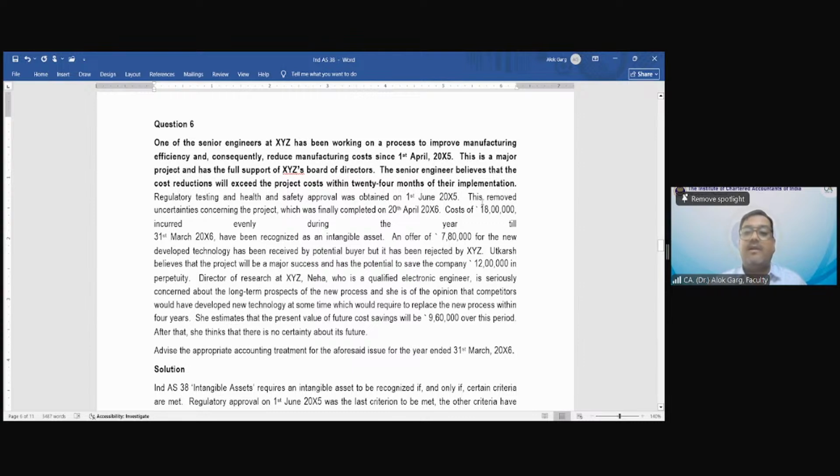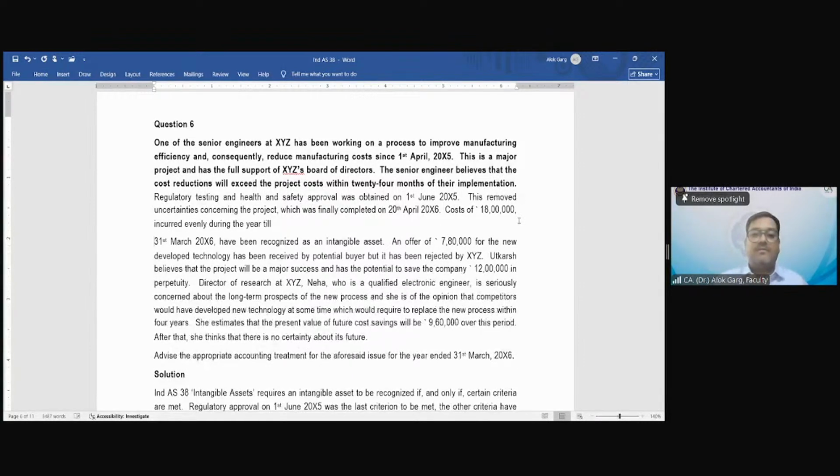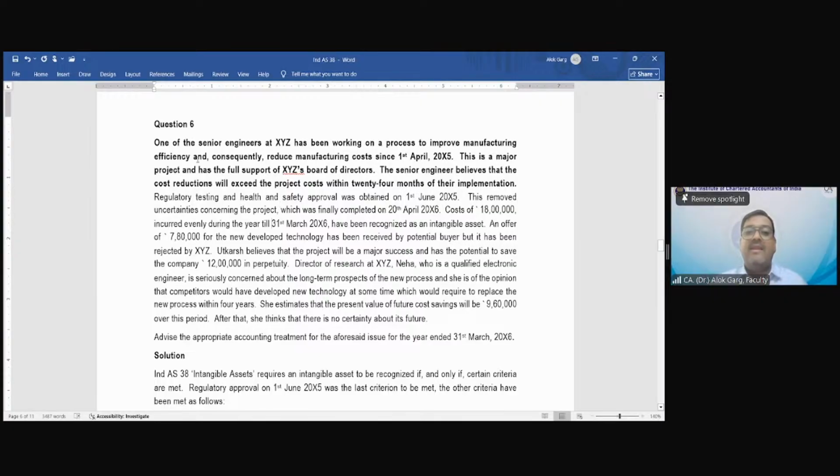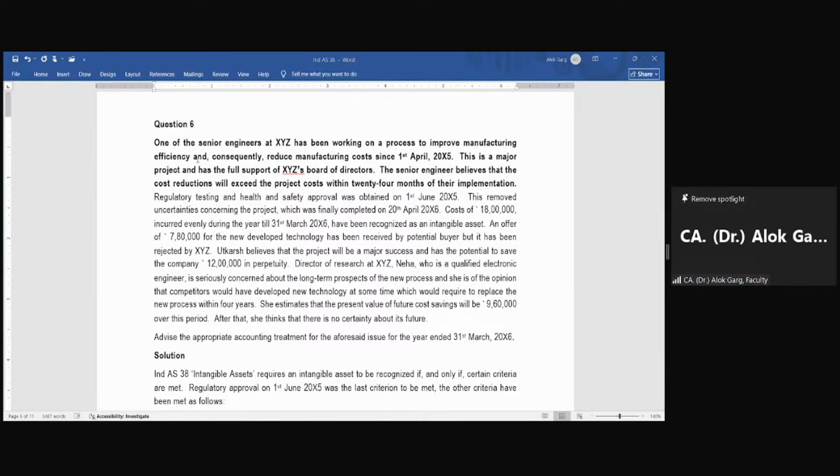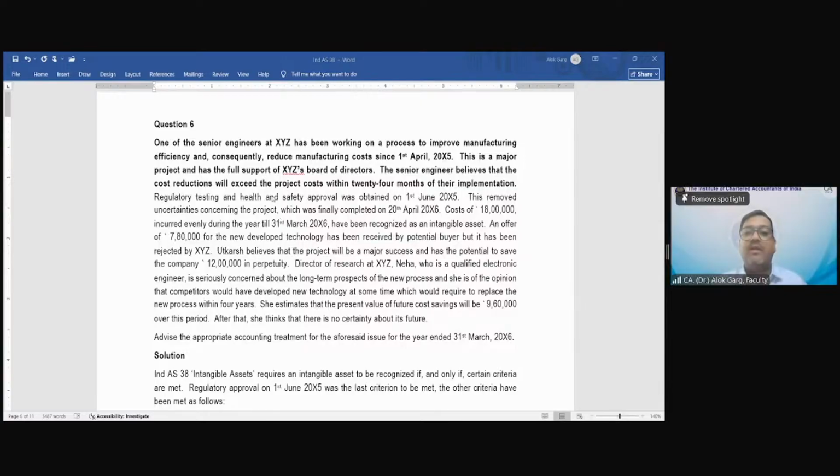Regulatory testing and health and safety approval was obtained on 1st June 2005. So the date of 1st April is given and this company is spending money on a process improvement since 1st April 2005. And the testing and health and safety approval was obtained on 1st June 2005. This removed uncertainties concerning the project, which was finally completed on 20th April 2006.